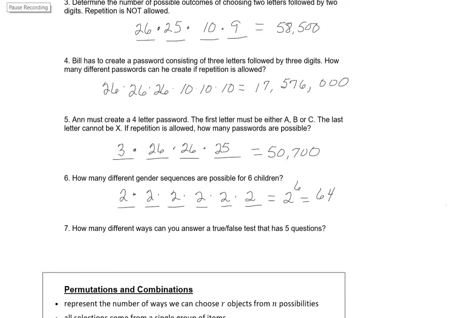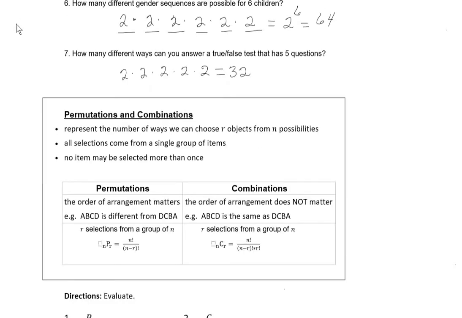Pause the recording and see if you can figure out number 7 on your own. Okay, the answer to number 7 was 32.